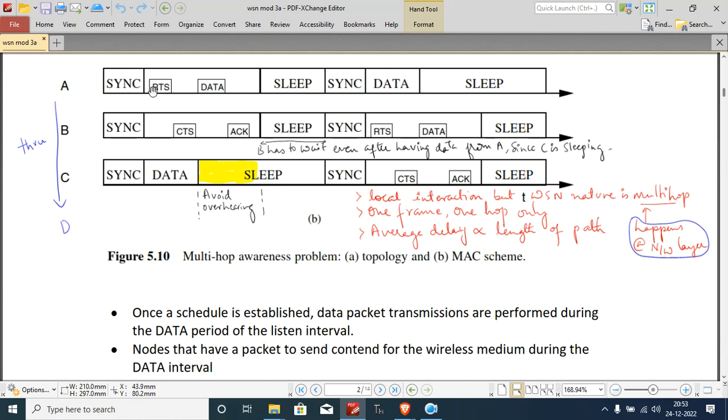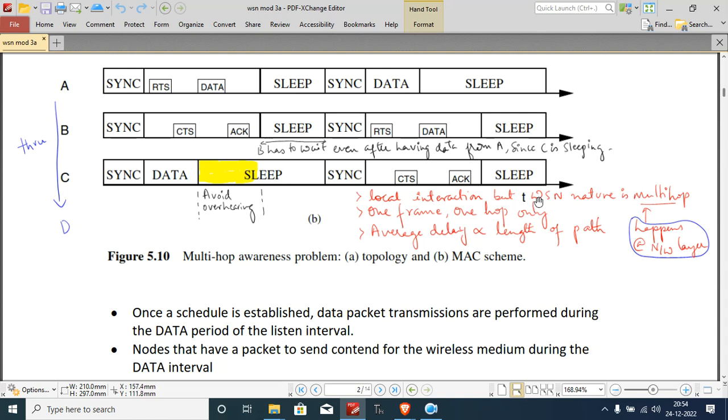Over an entire frame only one hop is happening, that is from A to B. If multiple hops were possible over a single frame, it would have been much more efficient. And because only one hop happens during one frame, we can easily calculate the average delay, which is directly proportional to the length of the path.